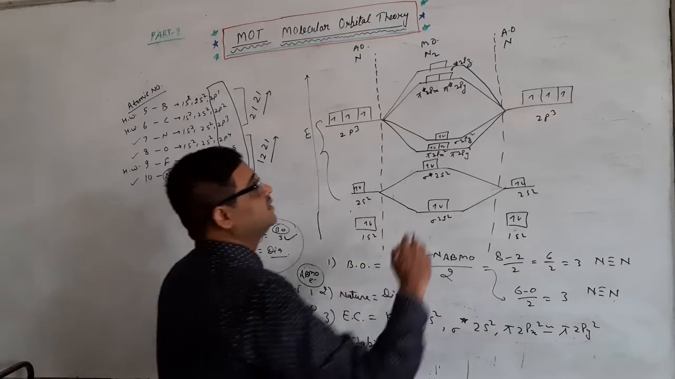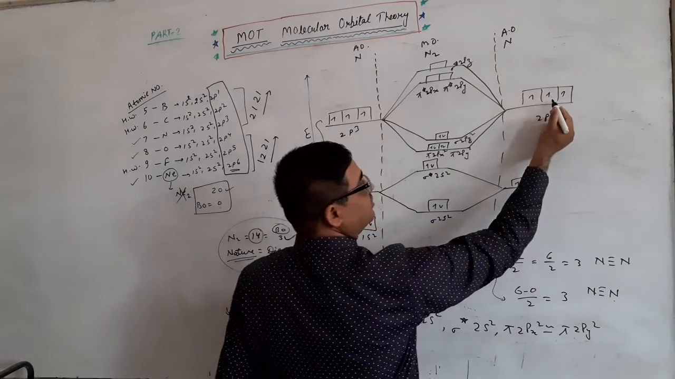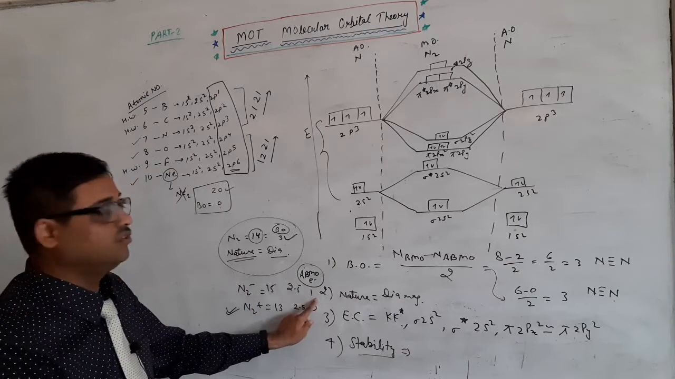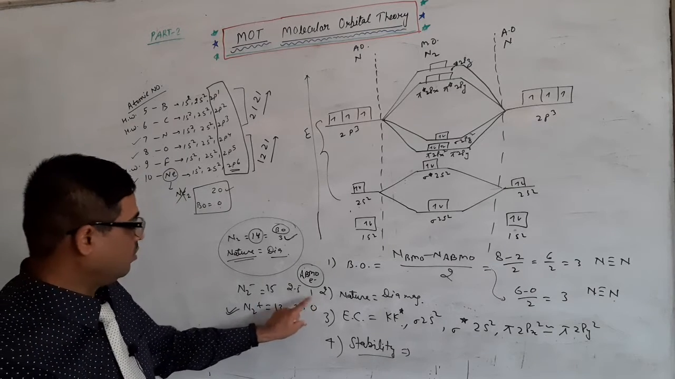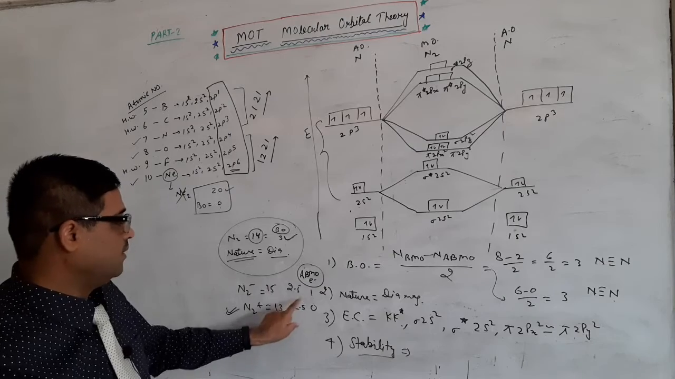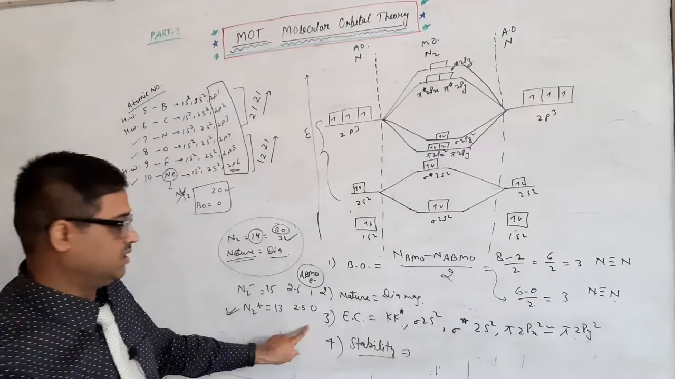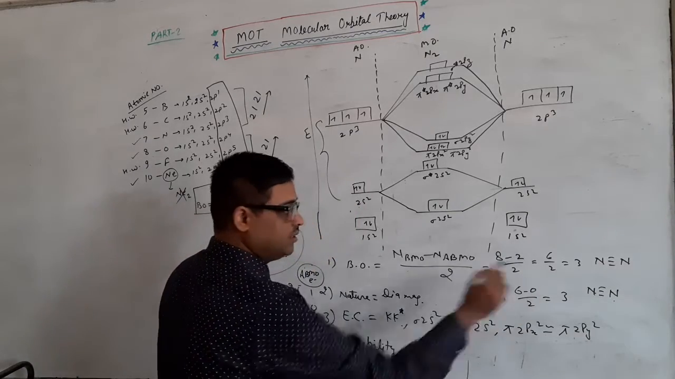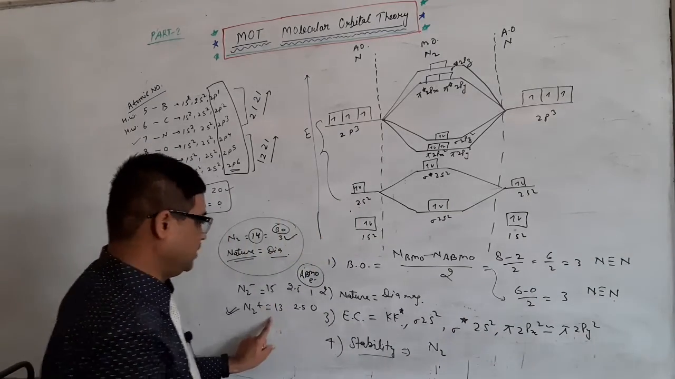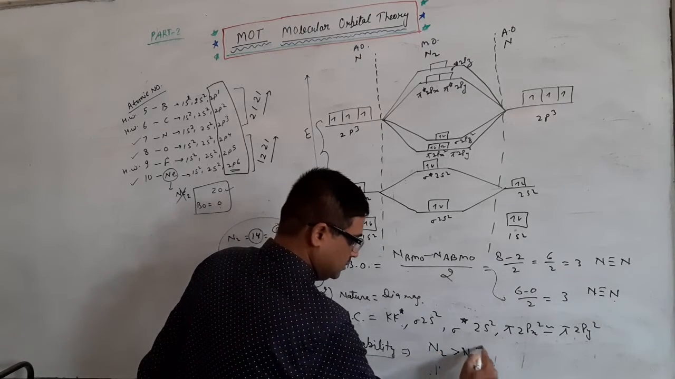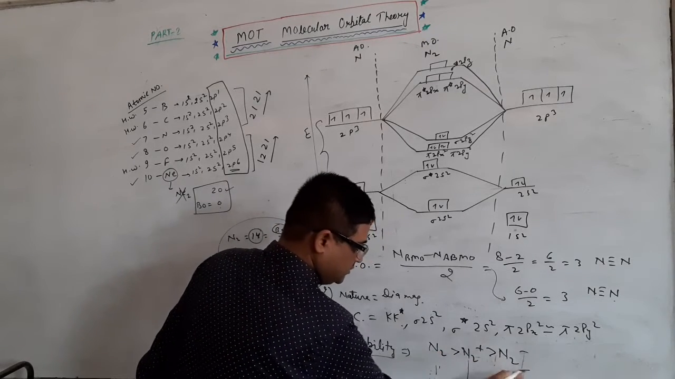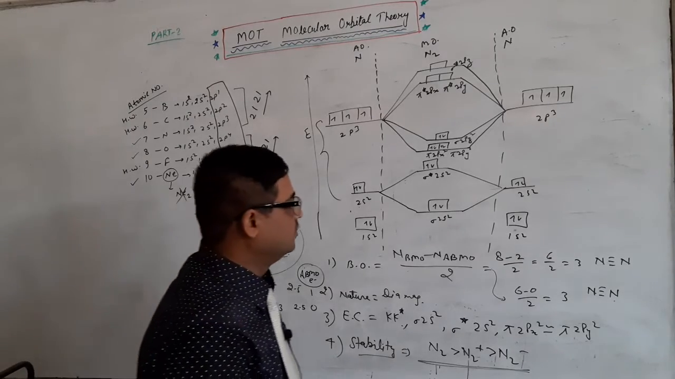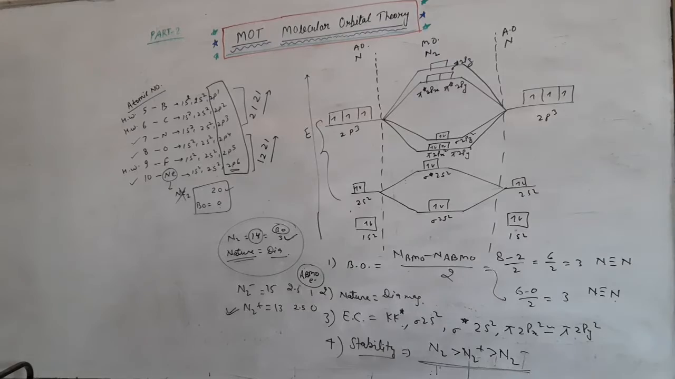If N2 minus is there, one extra electron will come and that will go in ABMO. So in N2 minus, one electron will be present in ABMO. Although the bond orders are similar, the ABMO electron will decide the stability. So the stability will be N2 with bond order 3, that is maximum, then N2 plus, then N2 minus. So this will be the stability order of nitrogen. Clear? You can take a screenshot of it.